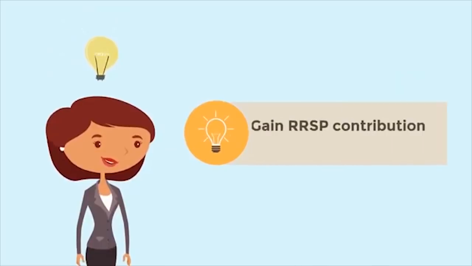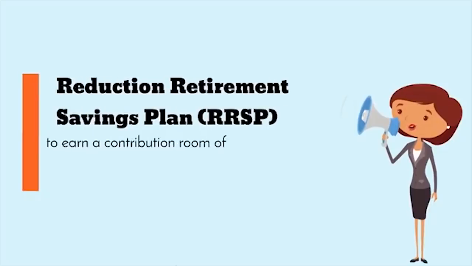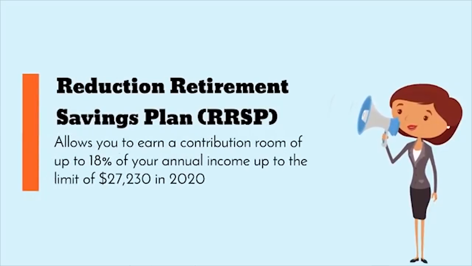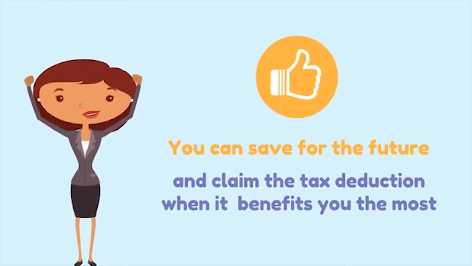You can also gain RRSP contribution room by filing taxes. The Retirement Savings Plan allows you to earn a contribution room of up to 18% of your income per year, up to a dollar limit of $27,230 for 2020. This allows you to save for the future and claim the tax deduction when it benefits you the most.